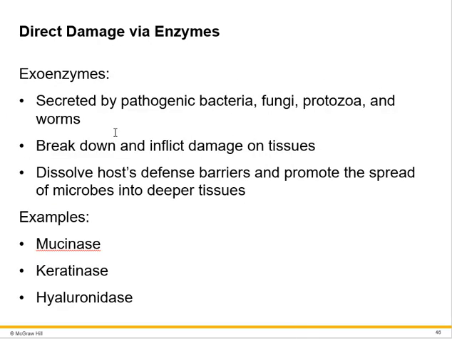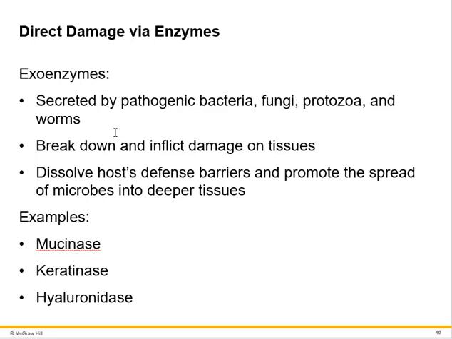So, direct damage using enzymes. Enzymes are exoenzymes. Bacteria, fungi, protozoa, and worms secrete these, and they're active outside of the microbe's cell. They break down and inflict damage on tissues. They break down host defense barriers, and that allows them to spread deeper into tissues.